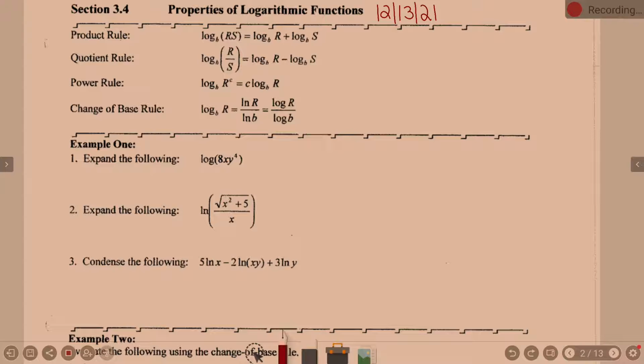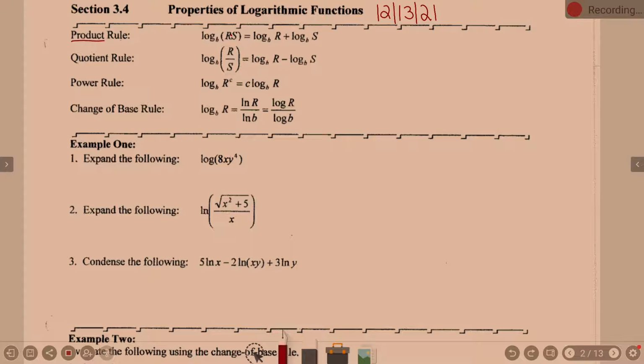So 4 rules here. The first rule is our product rule. The product rule says log base b of r times s is equal to log base b of r plus log base b of s. So what I would interpret that to say is if you have a log where there is multiplication within the log, so it's r times s, right? Multiplication within the log, that can be rewritten as 2 separate logs being added. So notice it starts off as 1 log with multiplication, goes to 2 logs being added.